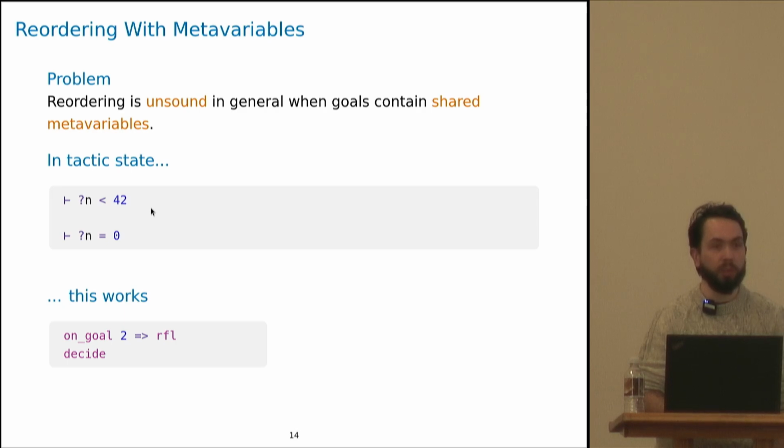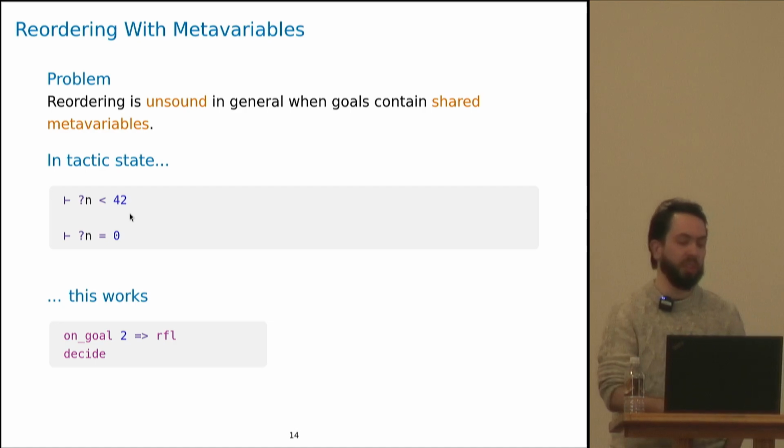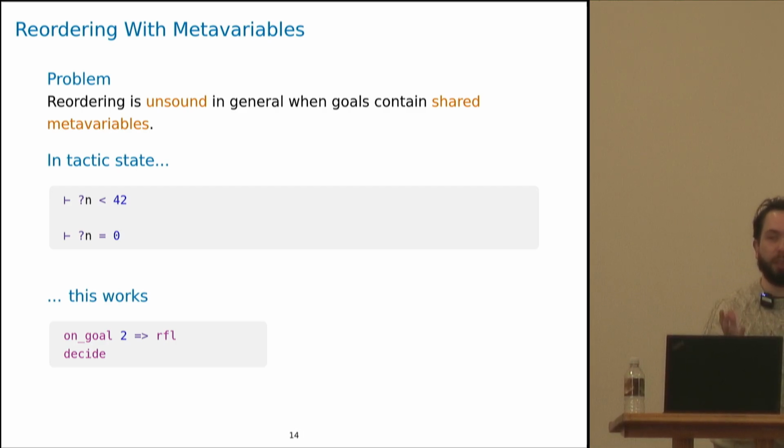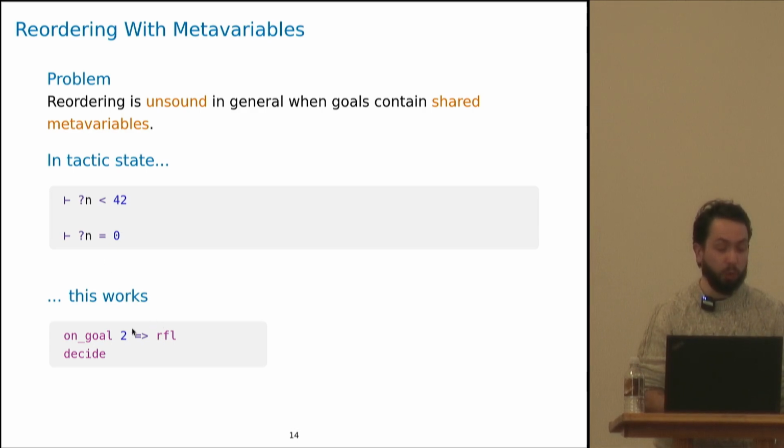We have two goals. The first goal says that meta variable n is less than 42. Second goal says meta variable n equals 0. And meta variables stand for arbitrary terms to be determined later. Right? So you can think of it as a typed hole in an expression. So down here is a script that works when we try to solve this goal.